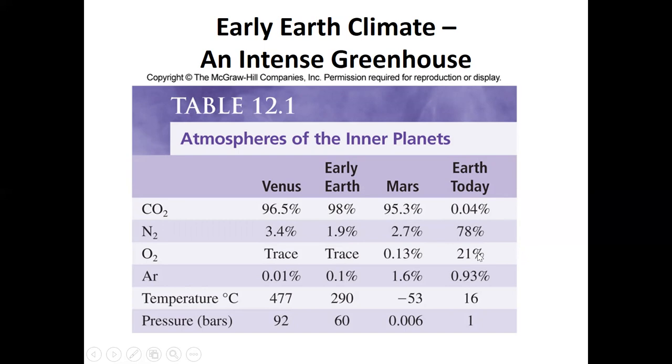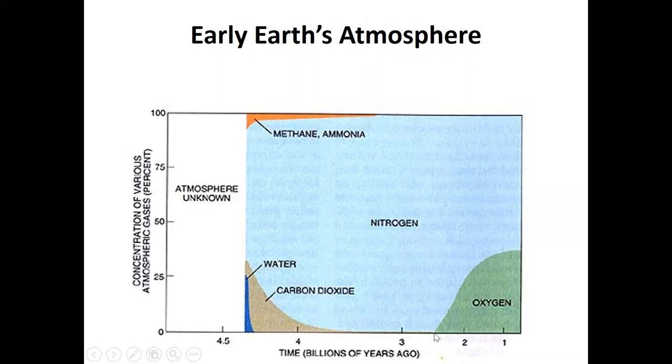And you can see this on the x-axis, which is time in billions of years ago, so you're going backward in time this way. And this is the concentration of various gases in the atmosphere on the y-axis. Initially there was a lot of water vapor and carbon dioxide in Earth's atmosphere. Over time, both the water vapor and the carbon dioxide decreased. And eventually about 2.5 billion years ago, the levels of oxygen really began to increase in the atmosphere of Earth.